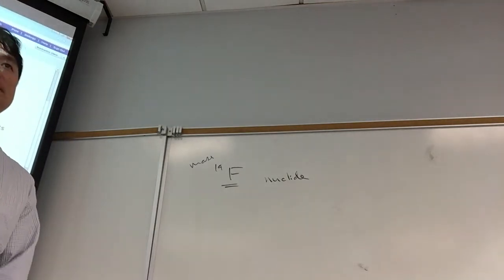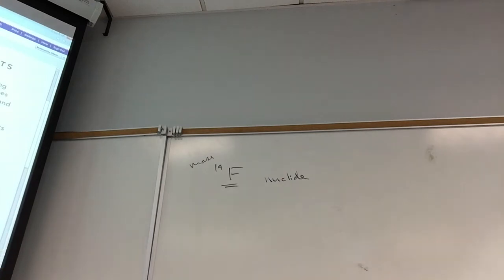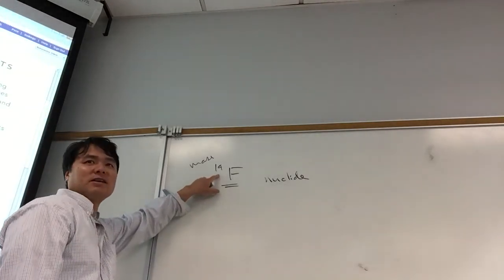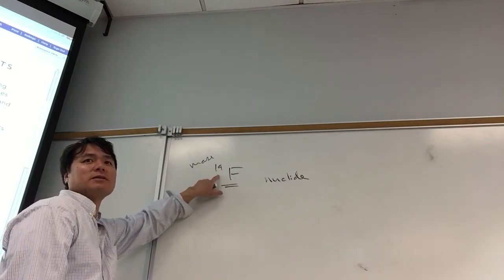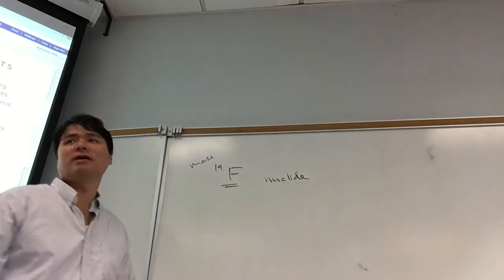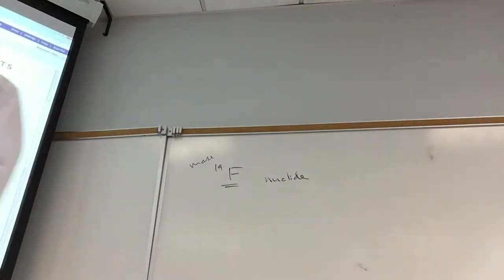19 AMU? You should say roughly 19 AMU. It doesn't weigh exactly 19 AMU, does it? Because this is called the mass number because it's close to the mass, but it's not the actual mass. It's close to the mass. Why is the mass number close to the actual mass of the isotope?